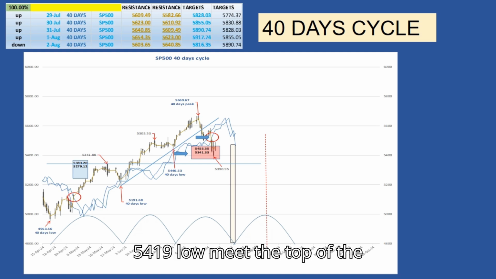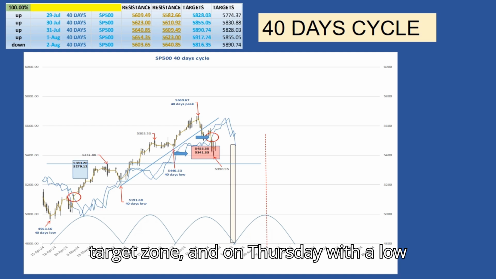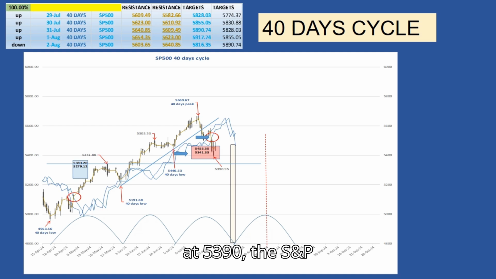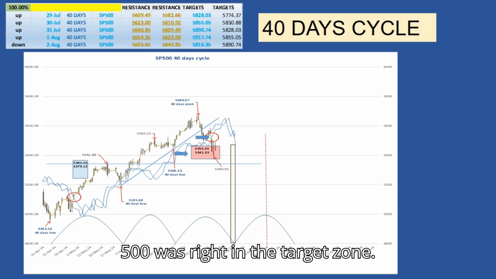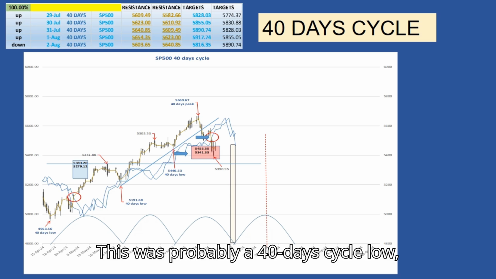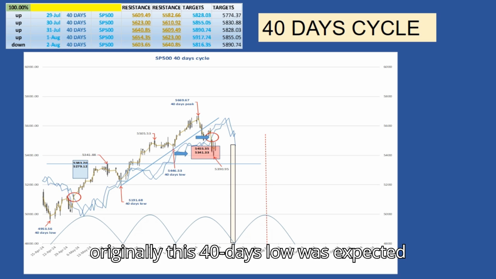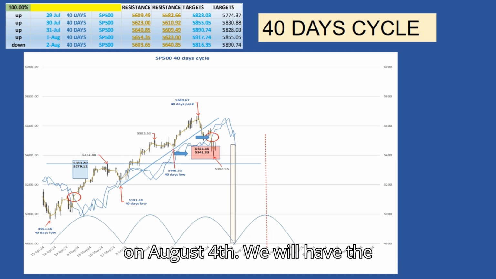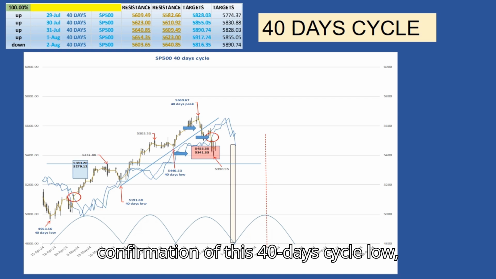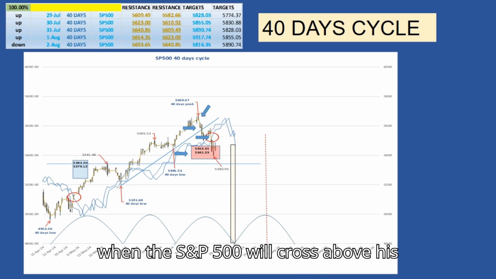On the same day, the 5,419 low met the top of the target zone, and on Thursday with a low at 5,390, the S&P 500 was right in the target zone. This was probably a 40-day cycle low. Originally this 40-day low was expected on August 4th. We will have the confirmation of this 40-day cycle low when the S&P 500 crosses above its cycle lines.